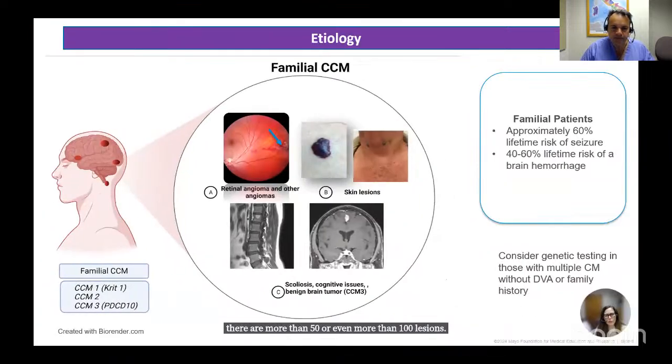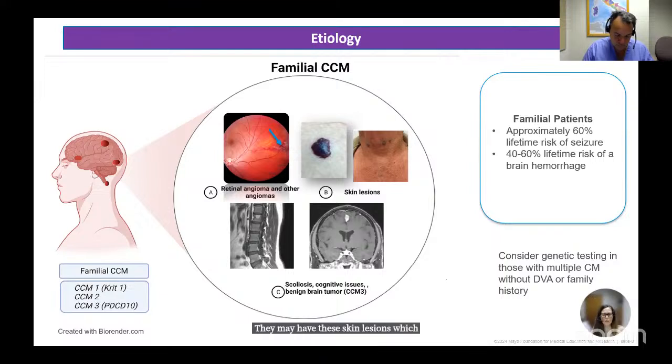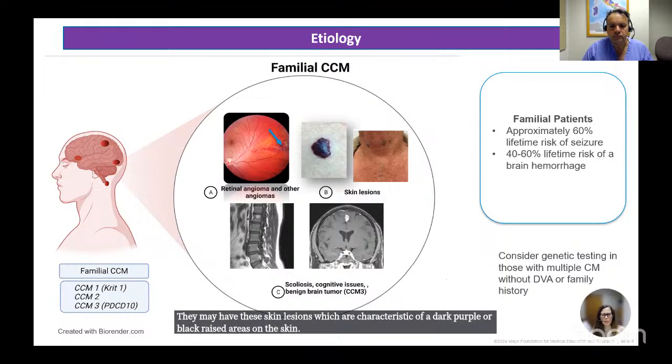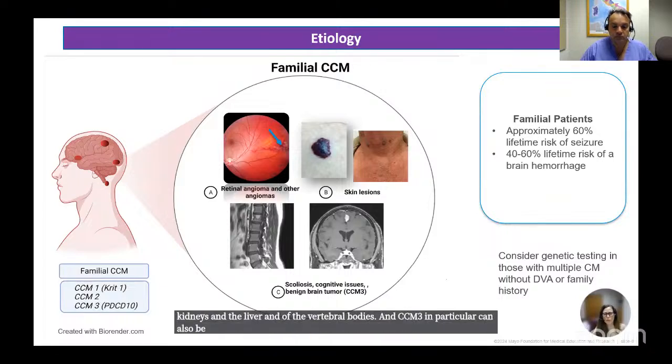There are 3 known genes, CCM1, 2, and 3. All are autosomal dominant. The familial form of cavernous malformation also, in addition to the cavernous malformations of the spine and the brain, may have retinal angiomas. They may have these skin lesions, which are characteristic of dark purple or black raised areas on the skin. Sometimes they'll have angiomas of the kidneys and the liver and of the vertebral bodies. And CCM3 in particular can also be associated with benign brain tumors.